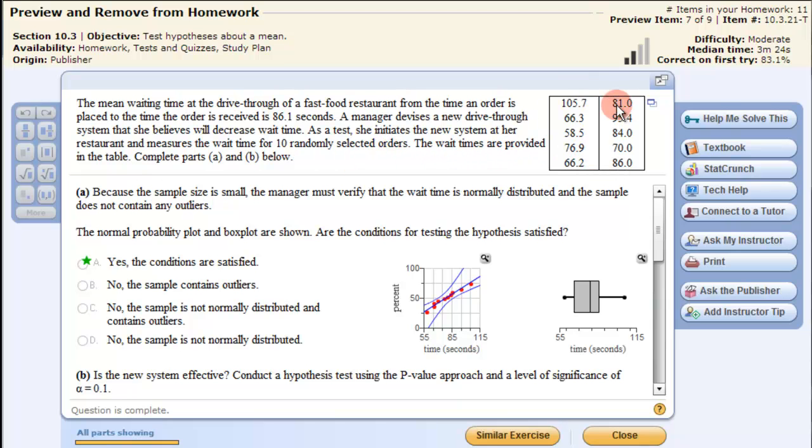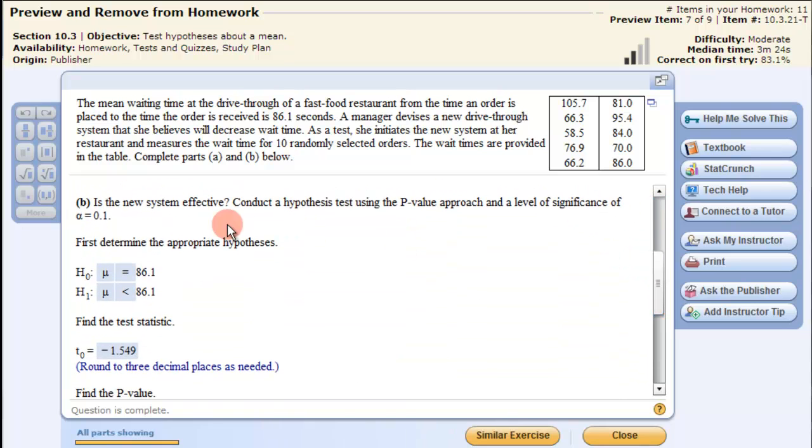All right, since there are only 10 orders here, we need to confirm two things. We need to confirm that it's normally distributed, which by doing the probability plot we can see it follows the line. It is not outside of these bounds, so it's normally distributed. And there are no outliers in the box plot. The conditions are satisfied to move on. Now, is the new system effective? Well, the hypothesis is that mu is equal to 86.1, and we want it to be less than that. It says the wait time will decrease.